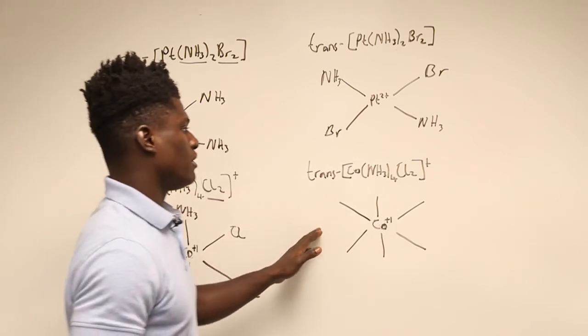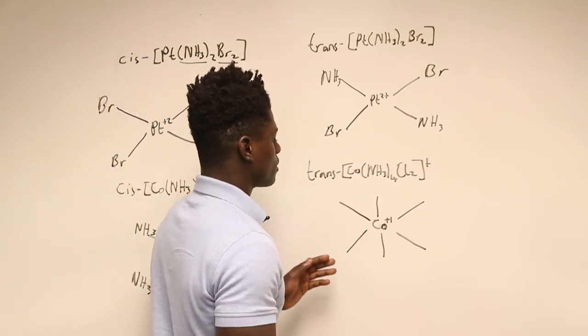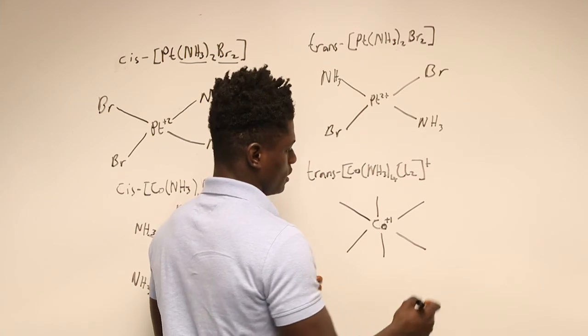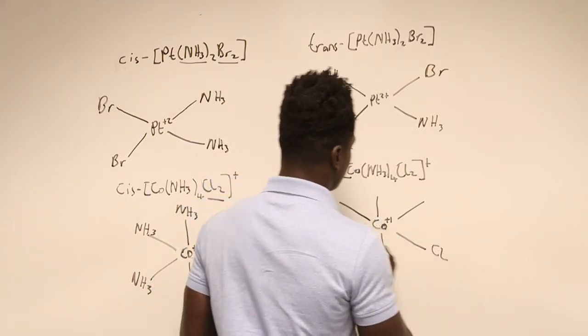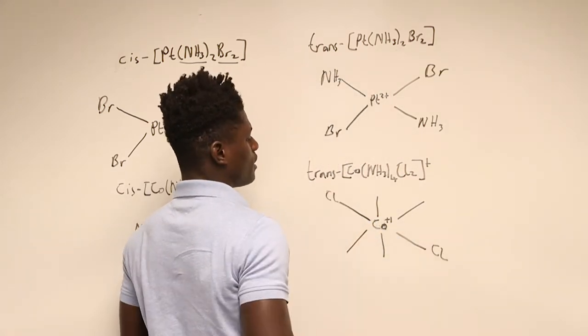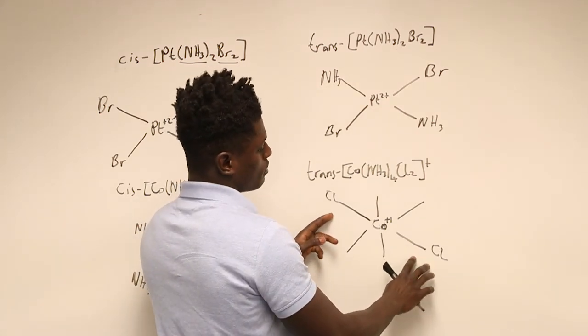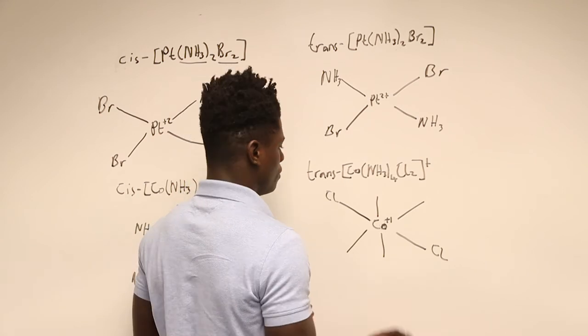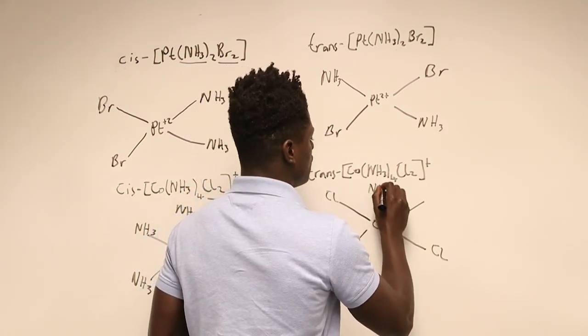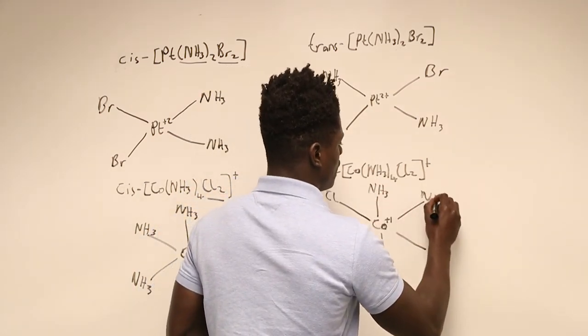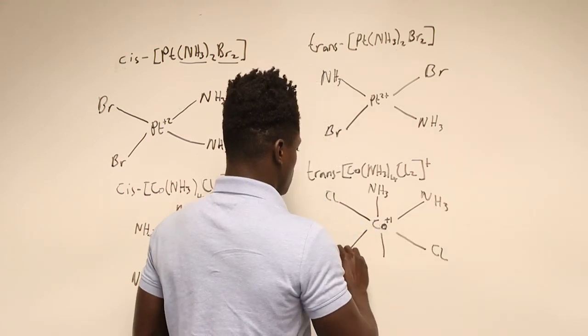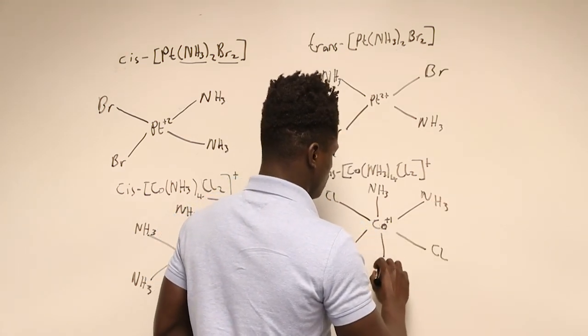Then moving on to trans configuration, we know that the chlorines have to be opposite of each other. So if you put a chlorine here and a chlorine here, our highest priority groups are now opposite of each other. So then we can fill in the blanks. NH3, NH3, NH3, and then NH3.